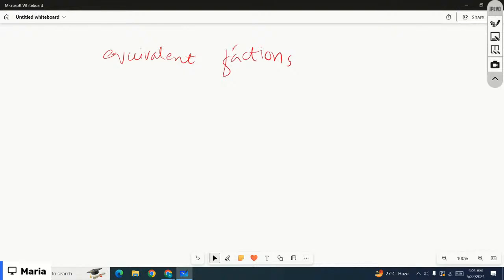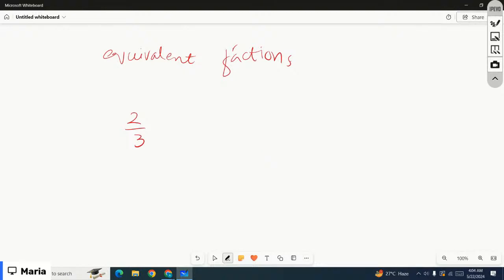Okay, we're going to start with the first example that is 2 by 3. You have to write down the equivalent fractions of the 2 by 3, right? So what are the equivalent fractions?